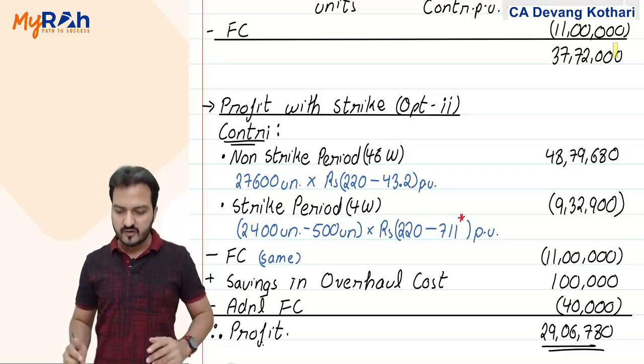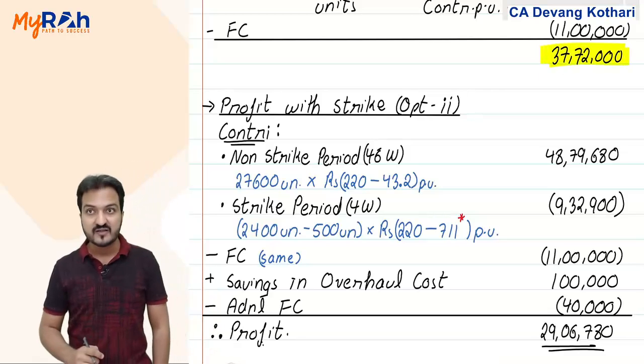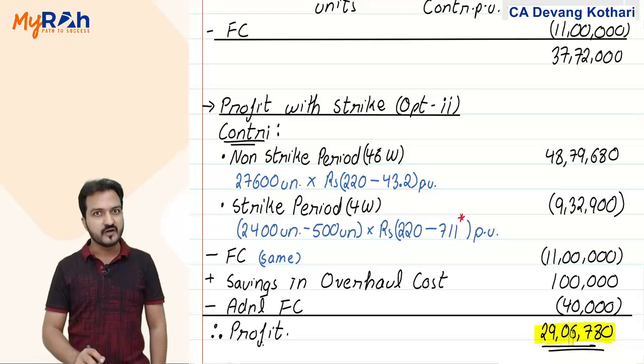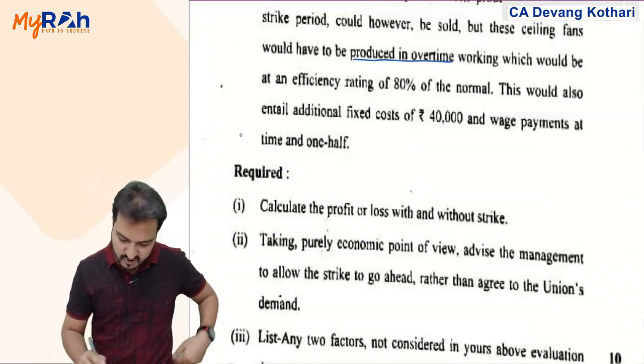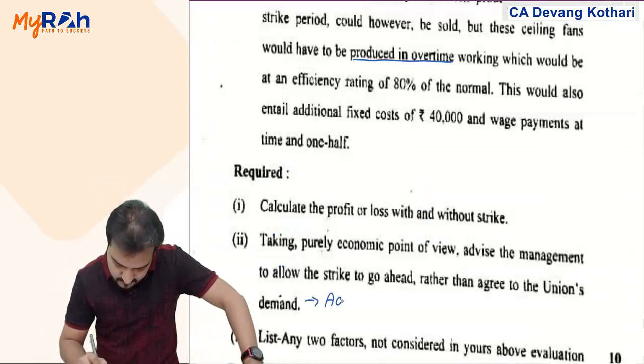You agree to the workers' demand and pay them whatever extra they are demanding, because if you don't pay them extra, then there is lesser profit here. Done? Yes. So my answer here is that the company should agree to the union's demand.